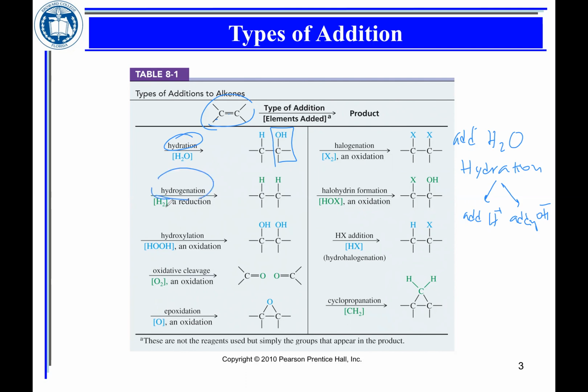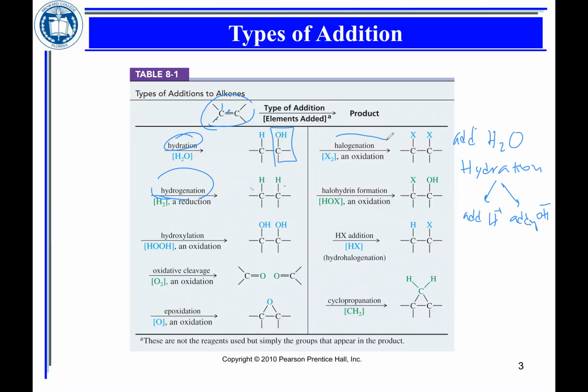Hydrogenation. If hydration means adding water, what does hydrogenation mean? Adding hydrogens. Okay, hydrogenation means adding hydrogens. Because you have the pi bond, you break the pi bond, and you make 2 sigma bonds. In all these reactions, you break the pi bond and you make 2 sigma bonds. So you have 1 hydrogen added to each carbon.